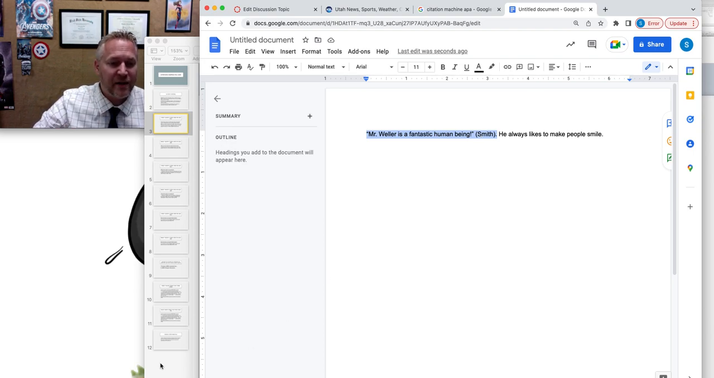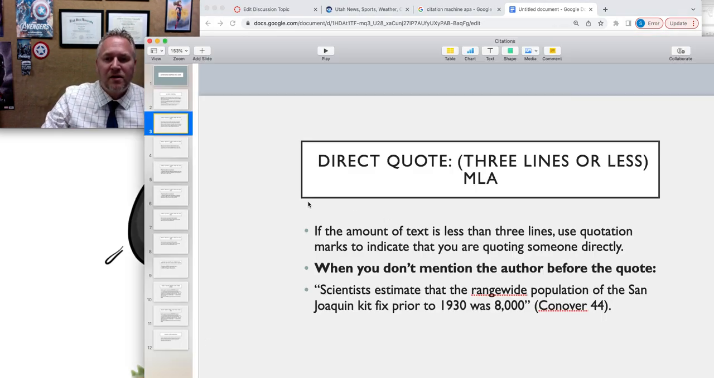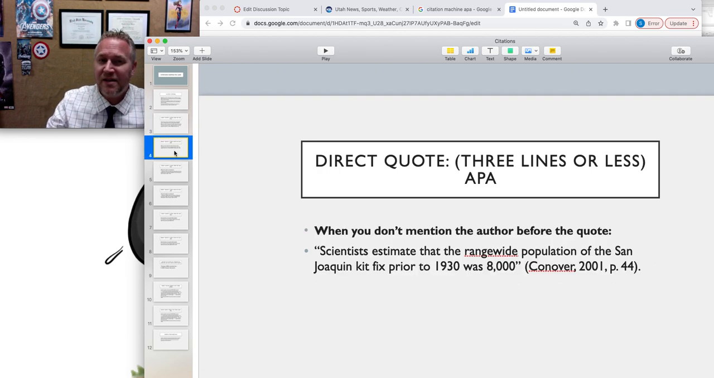All right, so let's go back to this. MLA, we just put the page number in. If it's from a book, if it's from a website, we just have a simplified URL. We don't give the entire URL because that's messy. But if it's an APA, you have to say the year in addition. And if it's a page number, you have to put the P that indicates the page. That's the only difference, okay, with in-text citation.